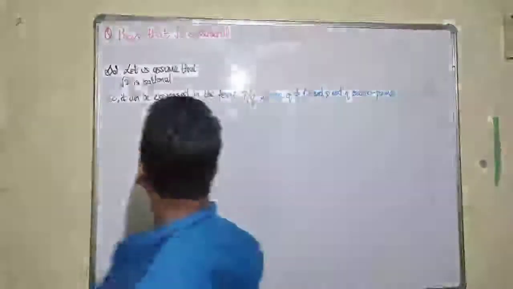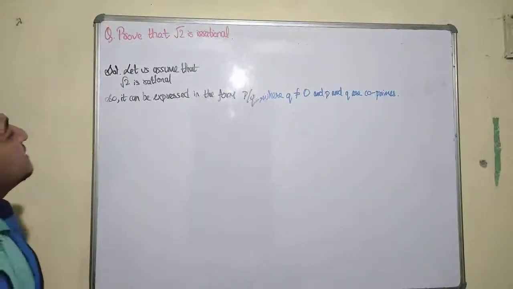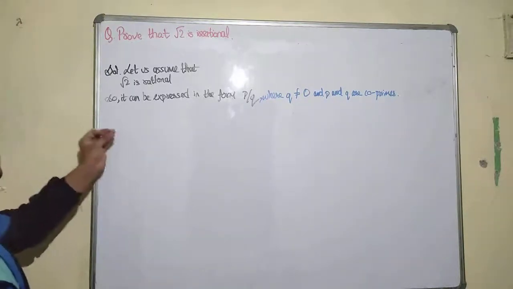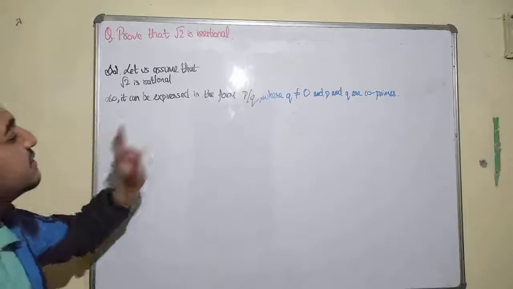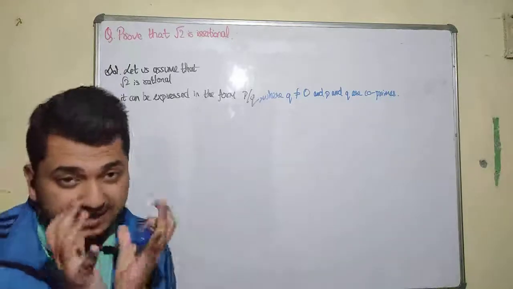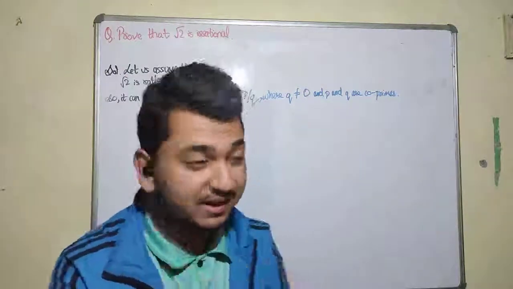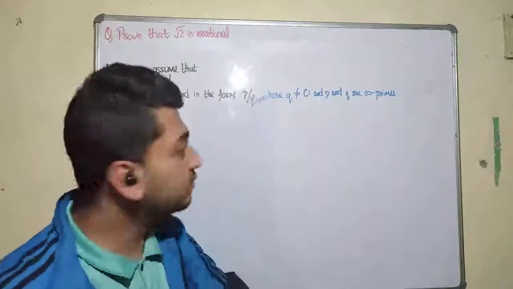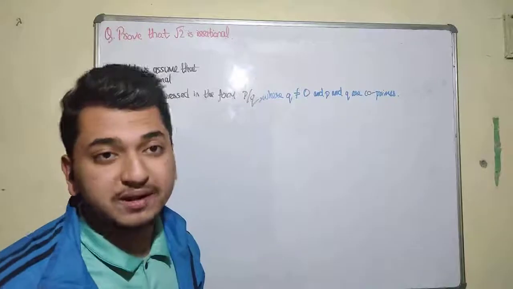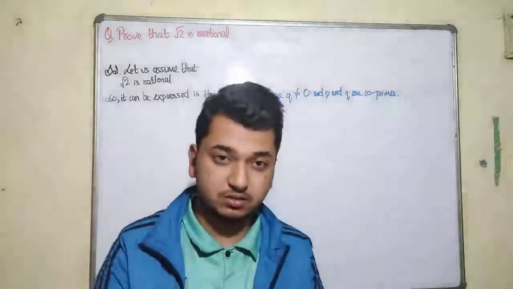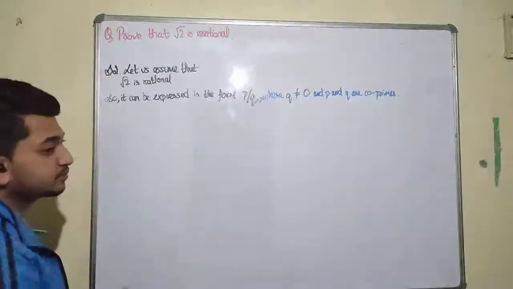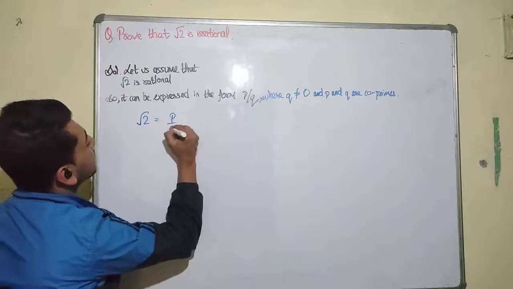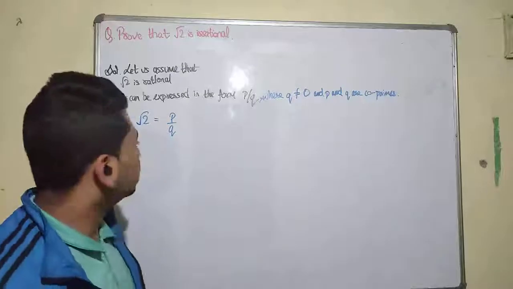So now we have first assumed that root 2 is rational, and so it can be expressed in the form of p by q. If it is rational, it can be expressed in the form p by q, where q is not equal to 0, right? q cannot be 0, and p and q are co-primes. So I hope you have understood what is co-prime, right? So now root 2 is equal to p by q.